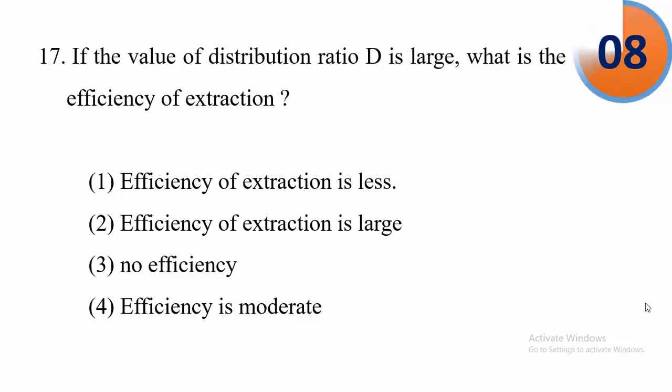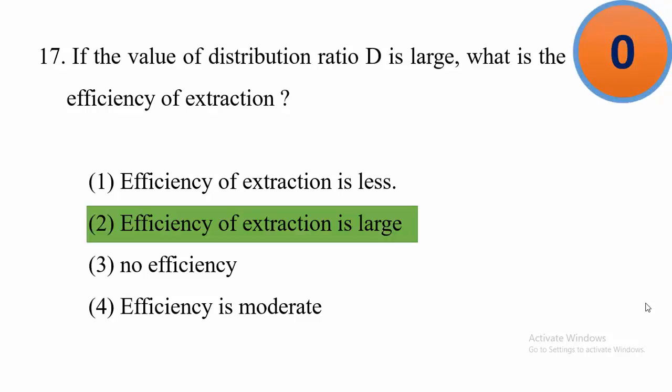If the value of distribution ratio D is large, what is the efficiency of extraction? The options are efficiency of extraction is less, efficiency of extraction is large, no efficiency, or efficiency is moderate. The correct option is efficiency of extraction is large, because D is the total concentration of solute in organic phase divided by total concentration of solute in aqueous phase.